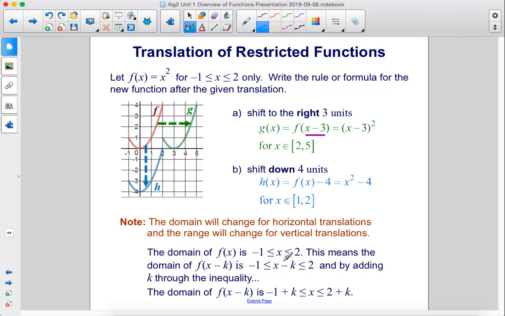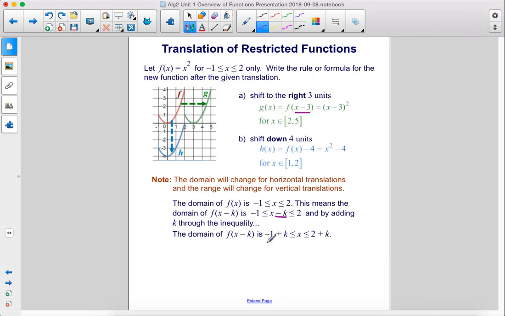So all we have to do is put a -k in here, and then you can move this k, you can add k to each portion. You add k through the inequality, so we add k over here, that becomes -1 plus k. Then we're left with just x in the middle, and we've added k over here as well, so that becomes 2 plus k.